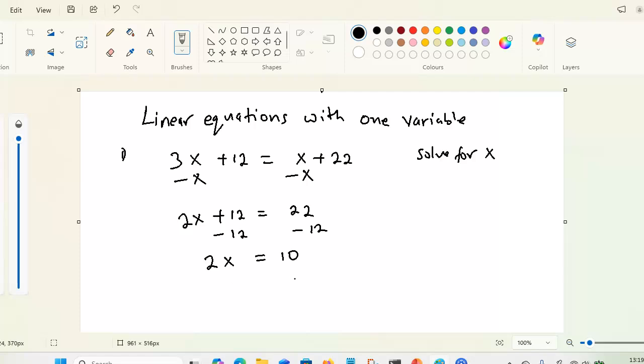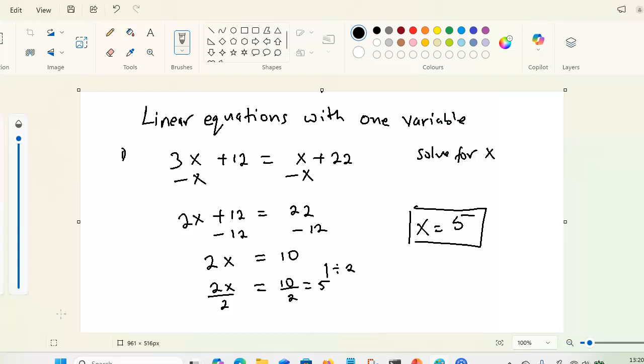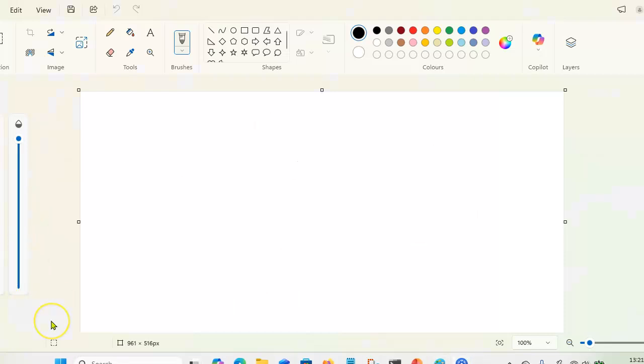If we want x to be by itself, we'll have to divide both sides by 2 to get the x on its own. So 2x divided by 2 is equal to 10 divided by 2, and that will be 5. So x is equal to 5. So that will be the solution to this equation, which only has got one variable. We'll pause. So we will look at a second equation that is slightly more complicated than the first one.